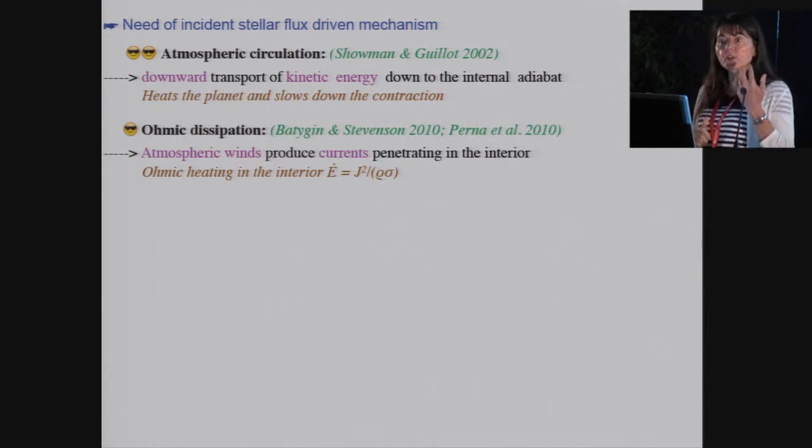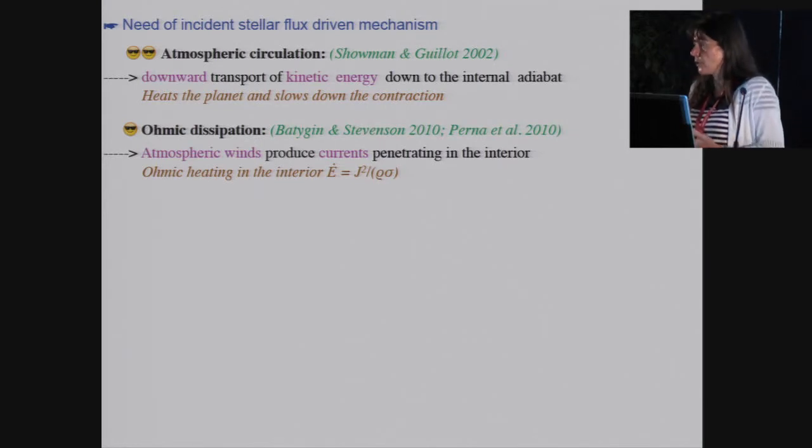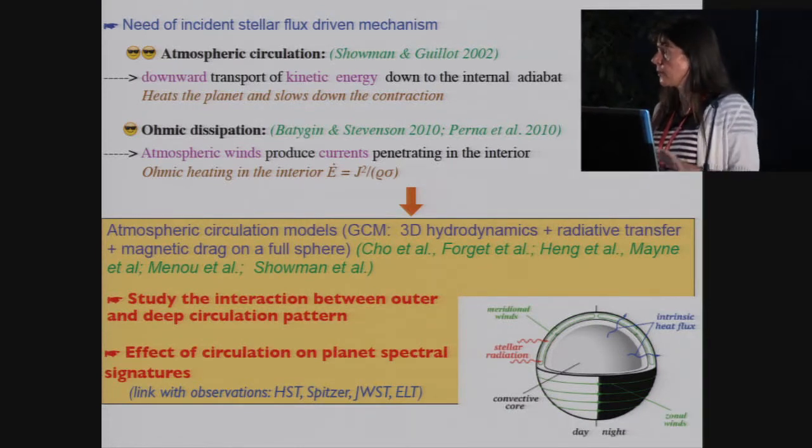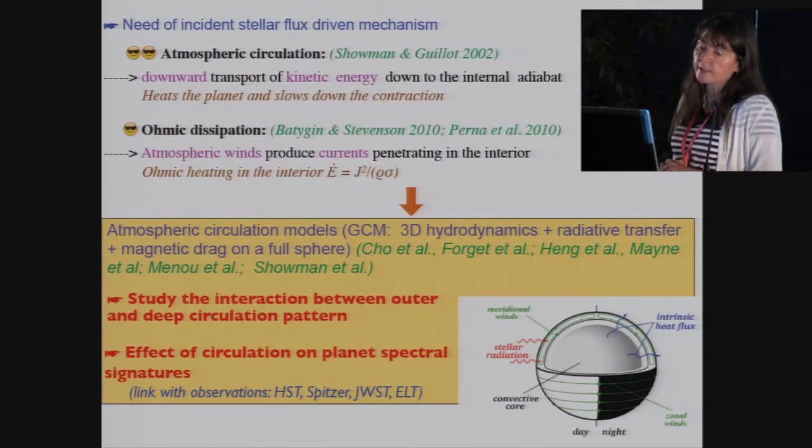The other idea is based on ohmic dissipation, which means that on top of the dynamical process, you need a magnetic field, and your magnetic field will somehow create electric current, which may actually dissipate deep in the interior and add some extra energy. The point is that now we have no answer, and if you really want to study those mechanisms, what you need to do is global circulation models. This is the only way to really model this type of process and understand whether they can explain the inflation of the radius of planets.